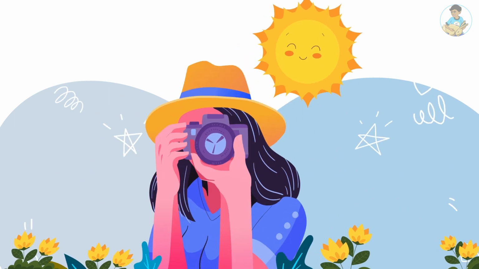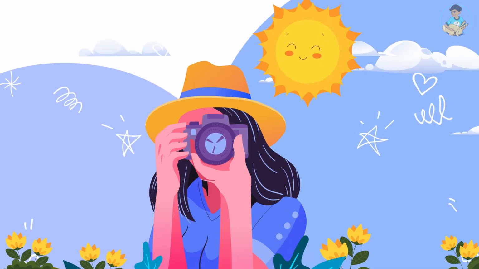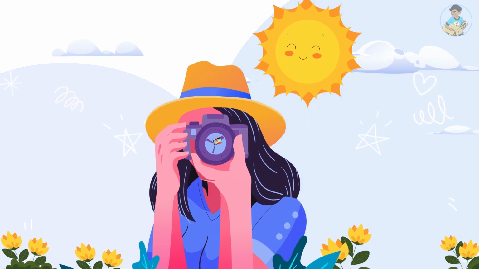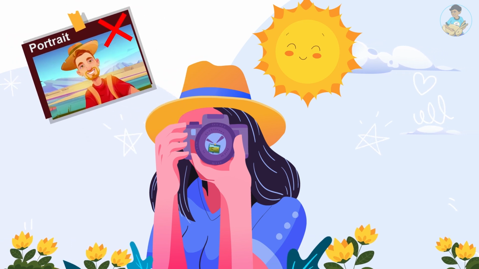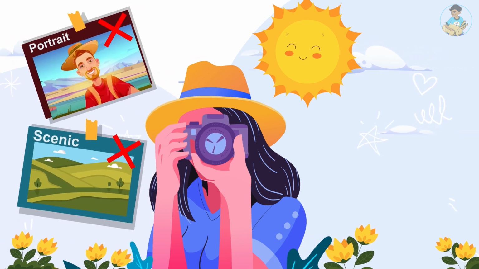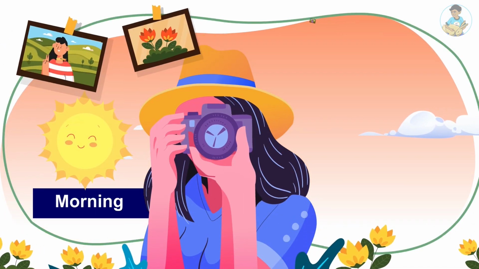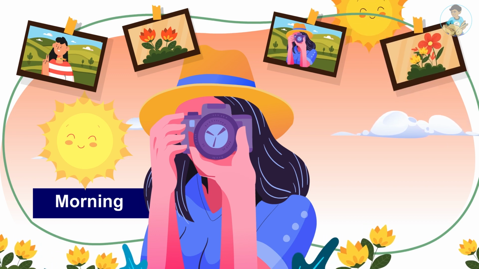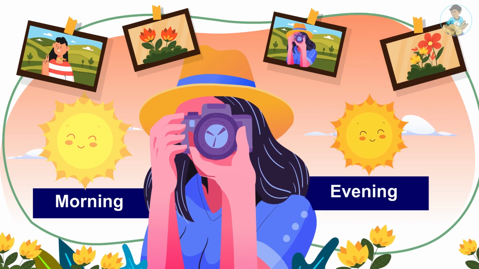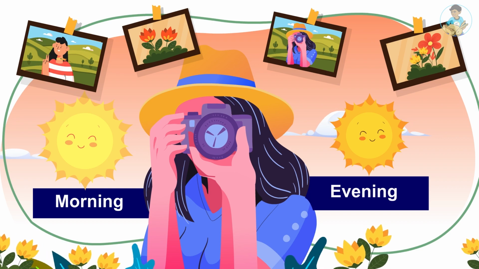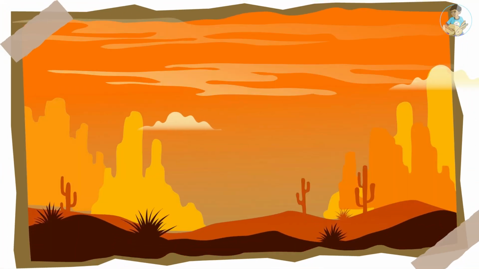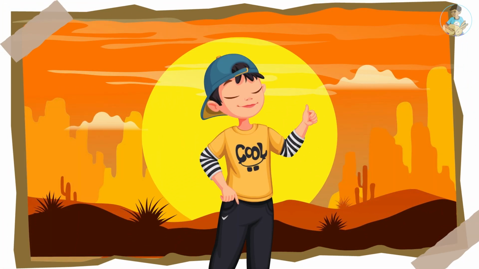Also, due to the nature of this light type, it is not considered a preferred light direction for portrait and scenic photography. And at the same time, it works great for wildlife photography. When using natural light, early morning and late evening front light provides the best colors. Midday front light is usually very harsh.